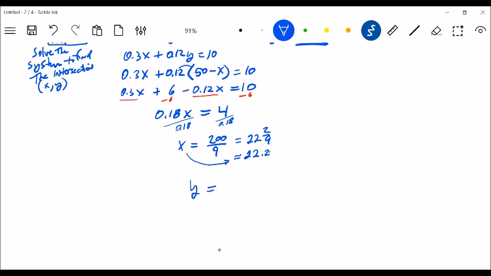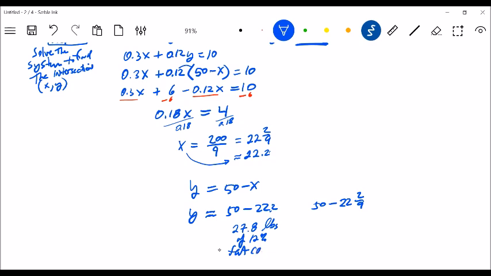Now let's figure out from this what the y is. If that's what the x is, then we need to find the y. Y is equal to 50 minus x. So y is equal to 50 minus 22.2, well, that's approximate. Or I can do 50 minus 22 and 2/9. So this will give me 27.8. It's actually 27.7 repeating. Okay, 27.7 pounds of 12% fat content chocolate.